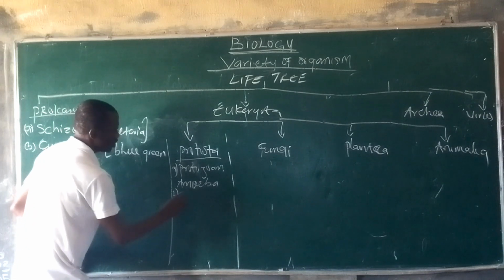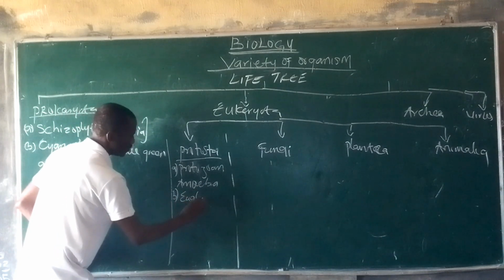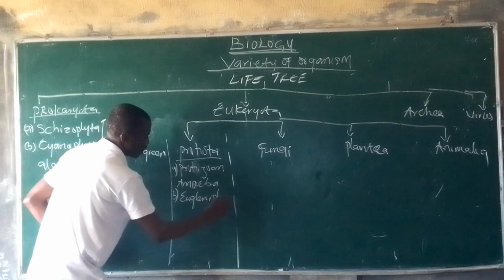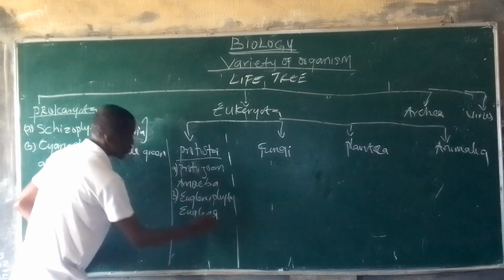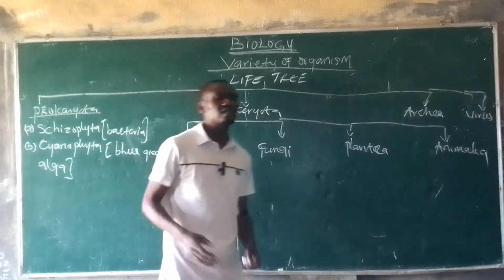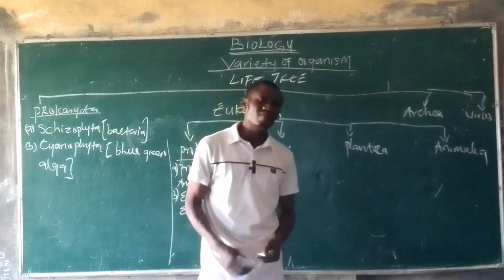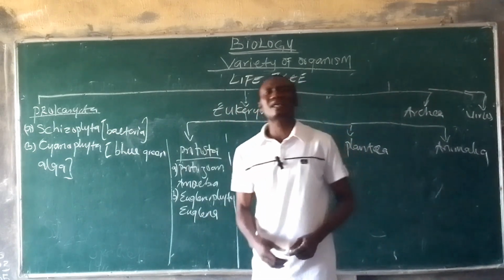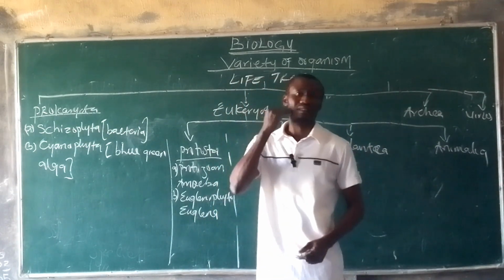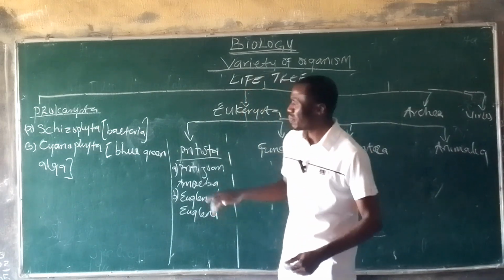Alright, we have B, euglenophyta. An example of euglenophyta is euglena. Okay? Now, when you say protista, these organisms behave like plants and behave like animals. You can see, if you look at a euglena, it has characteristics of a plant and has the characteristics of an animal.